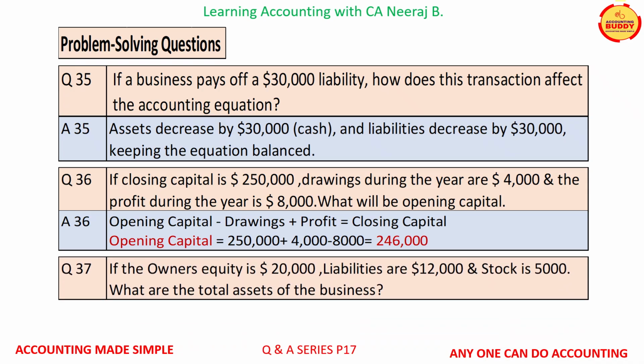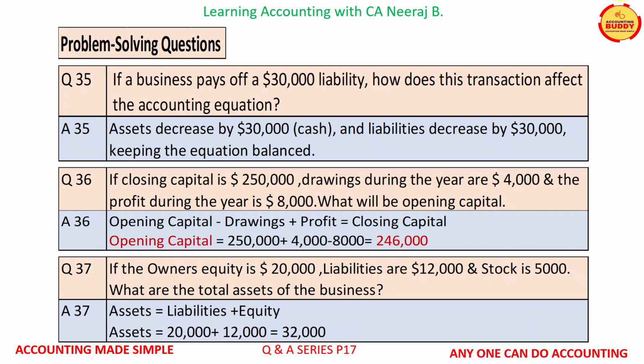$246,000. Question number 37 is if the owner's equity is $20,000, liabilities are $12,000 and the stock is $5,000, what are the total assets of the business? The answer is assets are always equal to liabilities plus equity. Therefore, the total assets of the business will be $32,000.